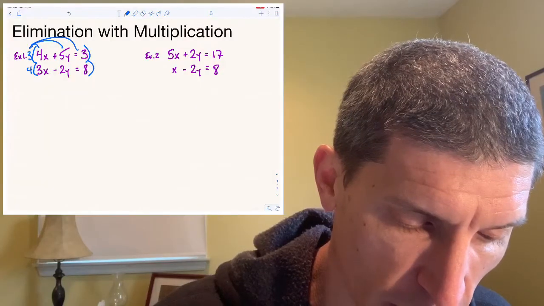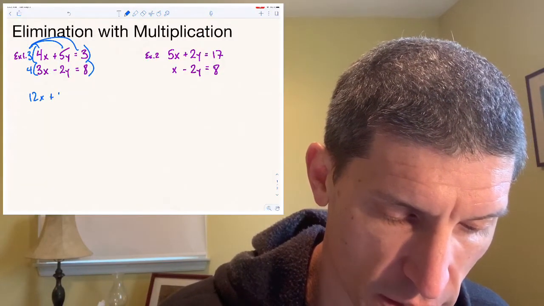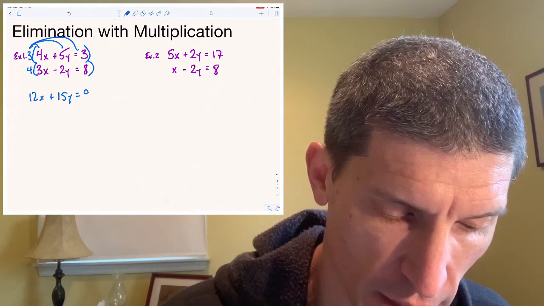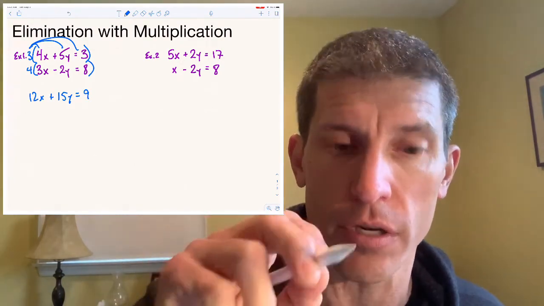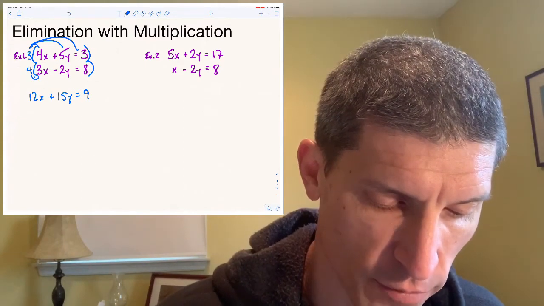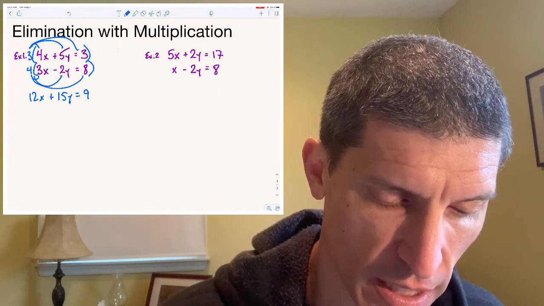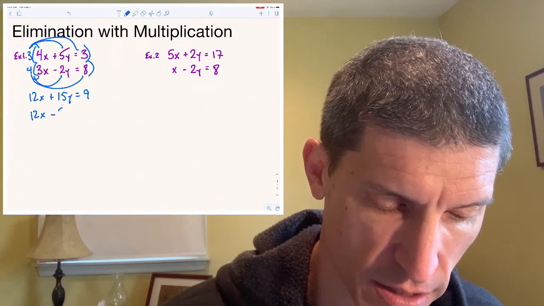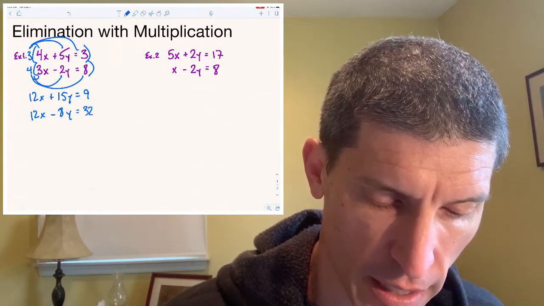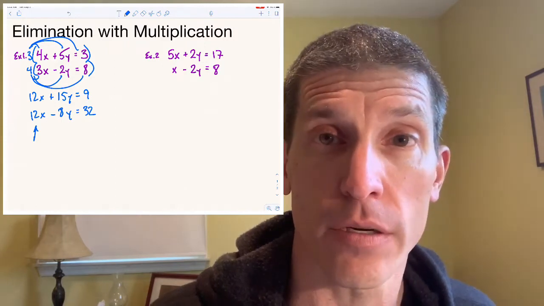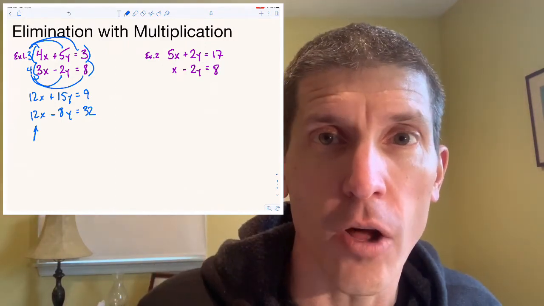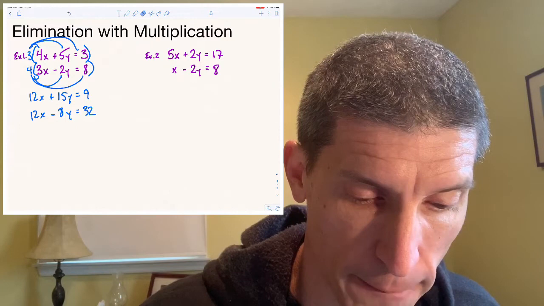Lots of distributing later, I'm going to get 12x plus 15y equals 9, and now I'm going to do the bottom. I'm just going to do the arrows across the bottom so it's not confusing. 4 times 3, 4 times this, and 4 times this. So I get 12x, negative 8y, and 32. And look at that. Now I have perfect pairs. Cool. All I have to do now is subtract, and I'm practically done.